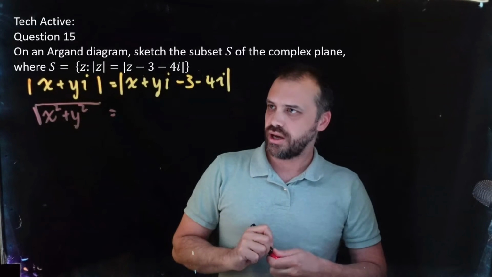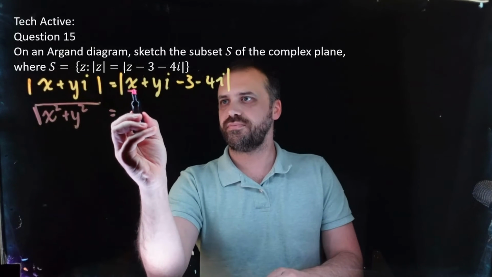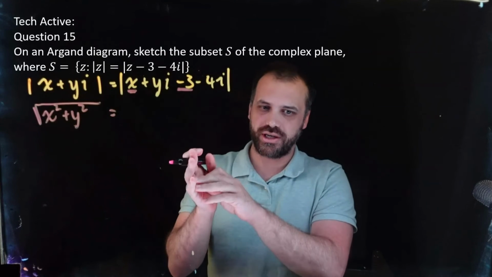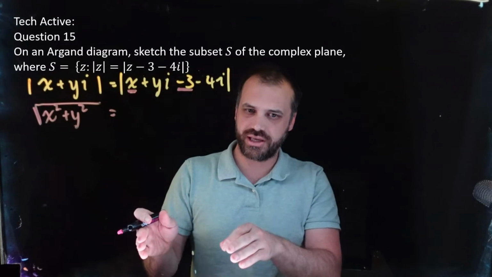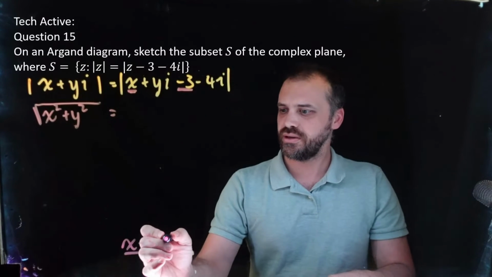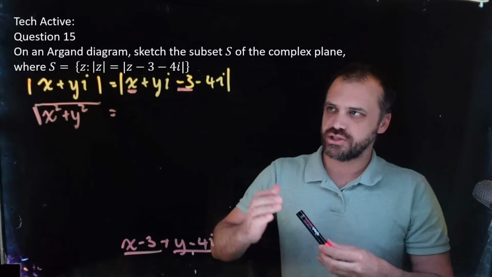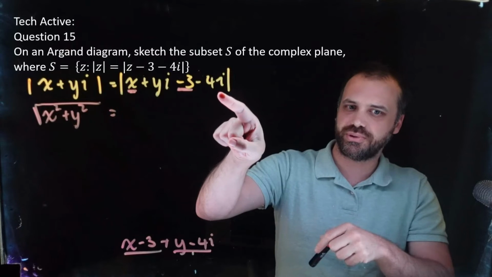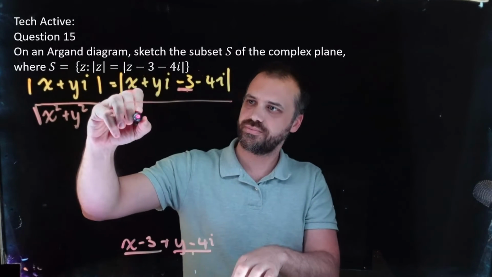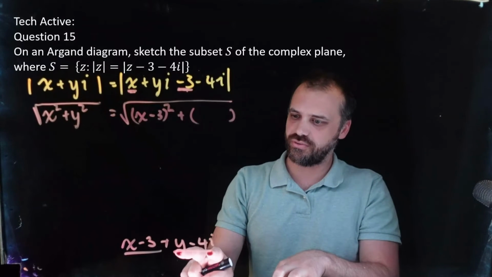Sorry about the squeak. This one here, a little more complicated, because x is a real number and negative 3 is a real number. So we can rewrite this line as, and I'm going to rewrite it here, but then fix it up here. We can rewrite this as x minus 3, that's the real component, plus y minus 4 i, that's the imaginary component. So when we're finding the magnitude of this complex number, it's going to be equal to the square root of the real component squared plus the square of the imaginary component.